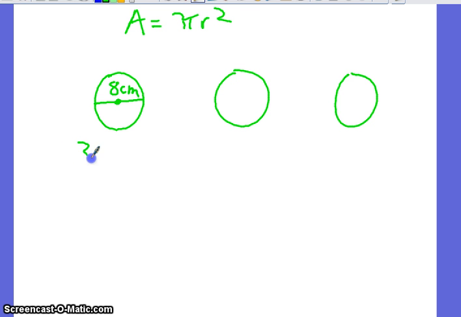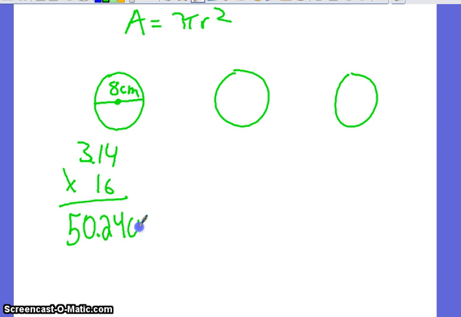So to do this, I'm going to do 3.14 times 16. What is that? Figure it out. 50.24. And it was in centimeters, so you have to write it square centimeters to label it correctly. So you want to make sure you have it labeled correctly.